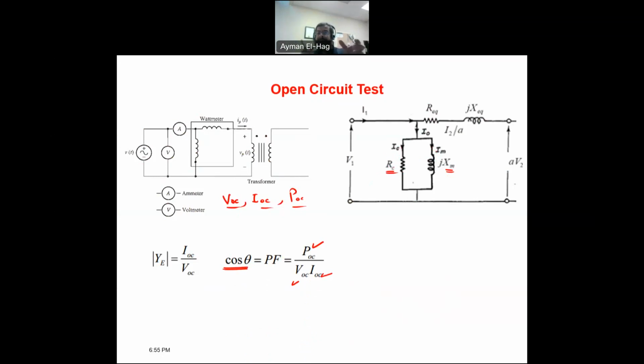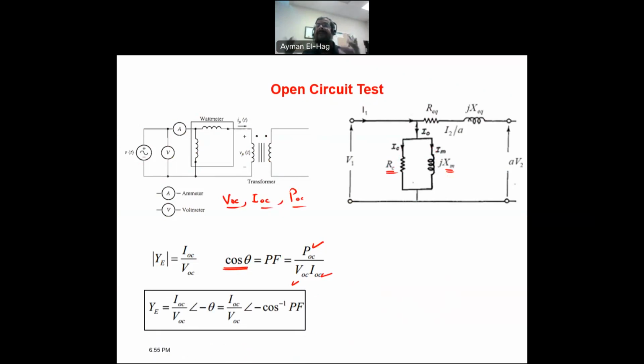So I will combine the magnitude and the angle, and I will get the vector of the admittance. I will have a magnitude, which is the current divided by the voltage, and then take minus cosine inverse. Why minus? Because this is the admittance.